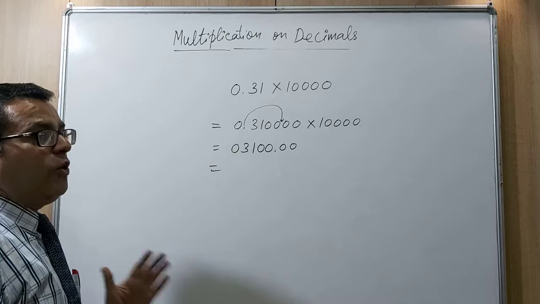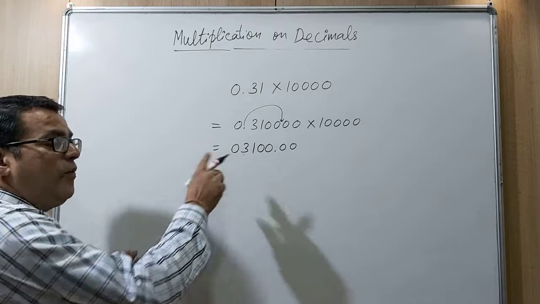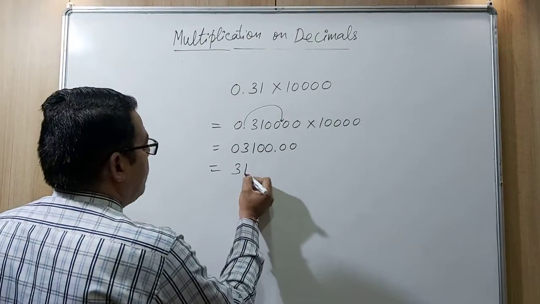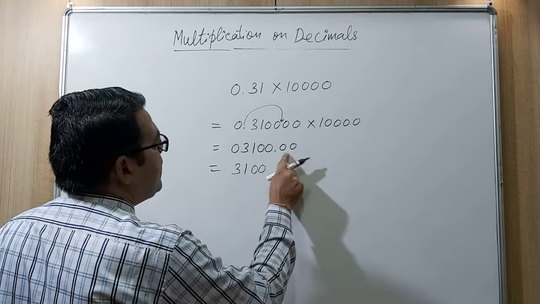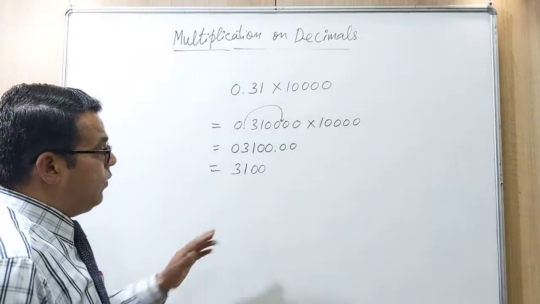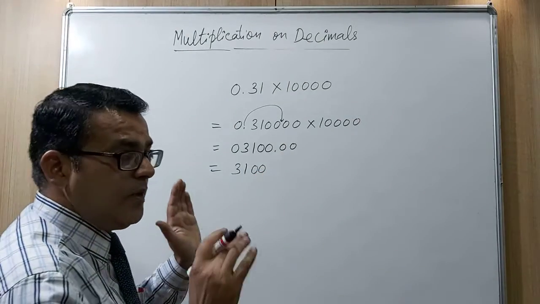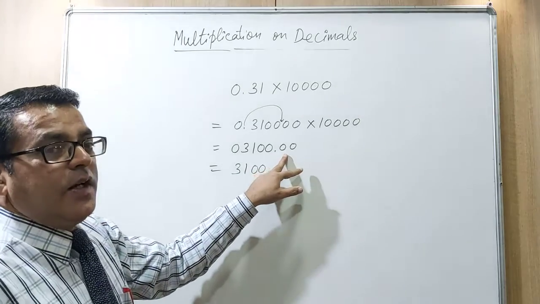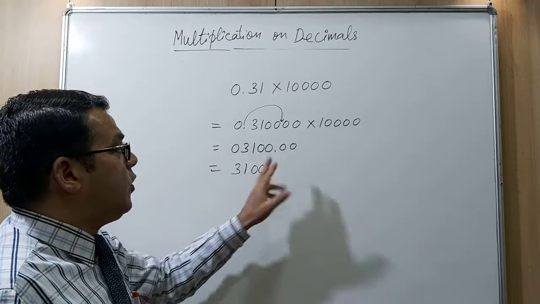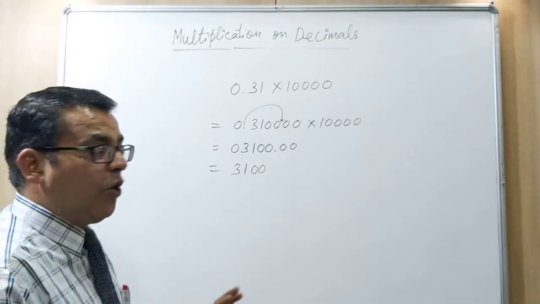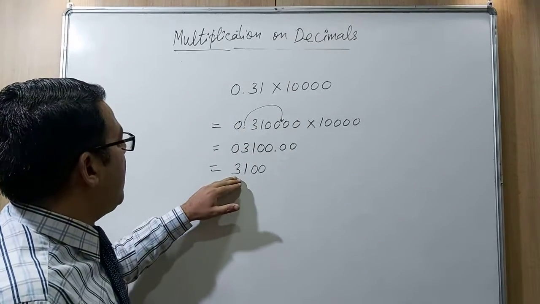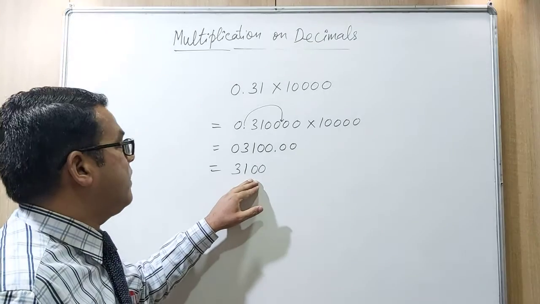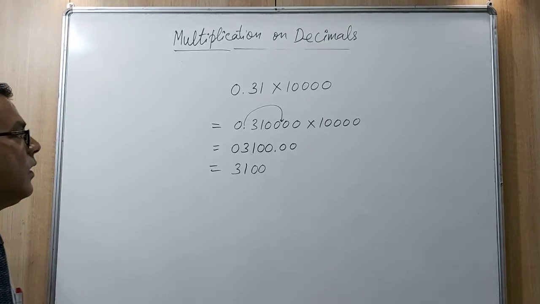Now we know that if we have any 0 before this 3, we can ignore it, and no need to write these two zeros also, since we know that after the decimal point, only if we have non-zero digits do we write them. If we have zeros after the decimal point, we can ignore them. So after multiplying, we have here 3100. Hope you understand.